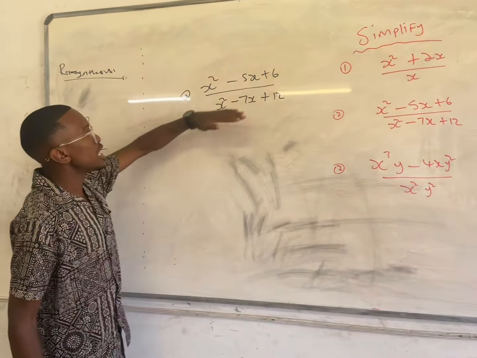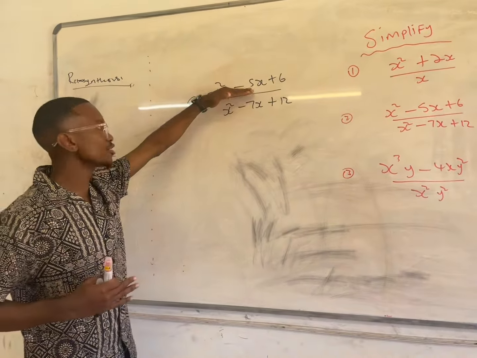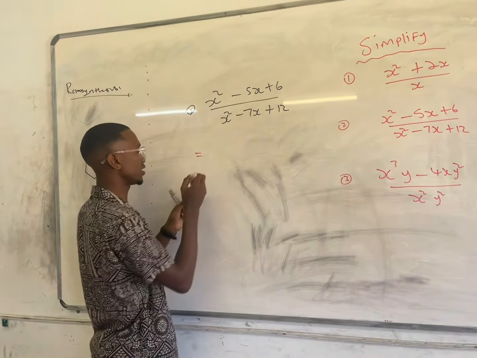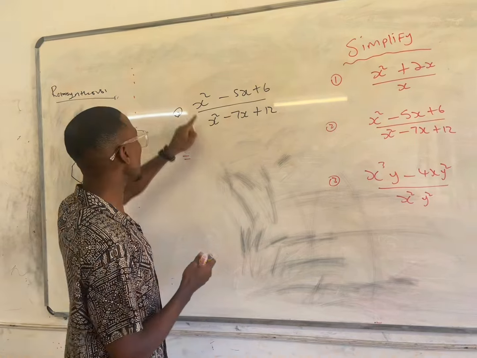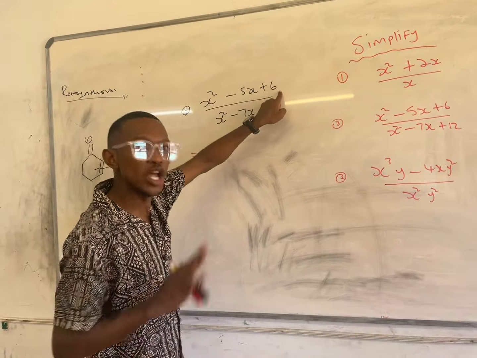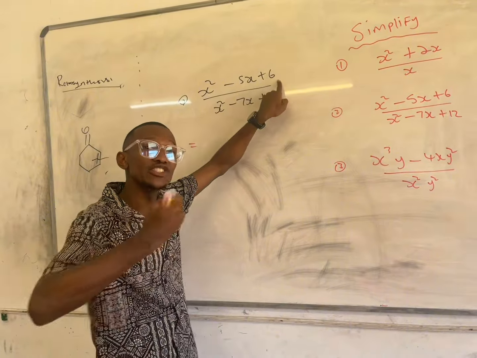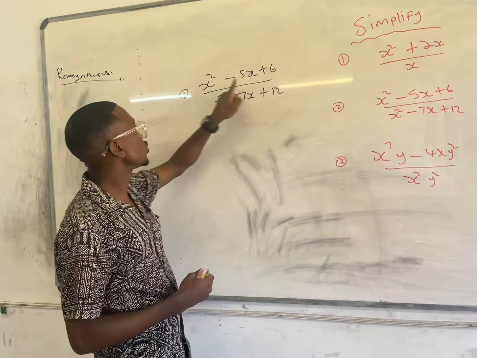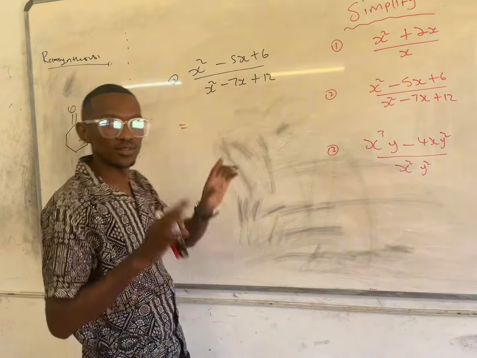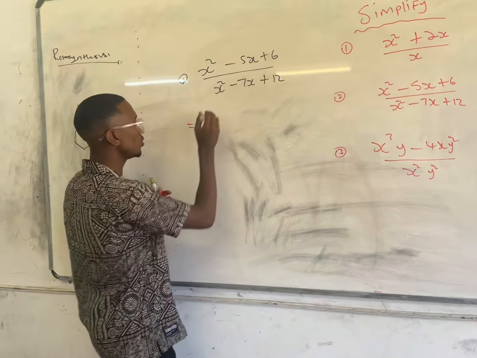Factorize the first part, which is the numerator, the top part. When you factorize, you check for a common factor. Do I see x here? Yes. X here? Yes. X here? No. Can x be a common factor? No, because a common factor must be found in each and every term. Do I see 6? No. 5? No. So it can't be. Now, what do we do? Open the brackets.